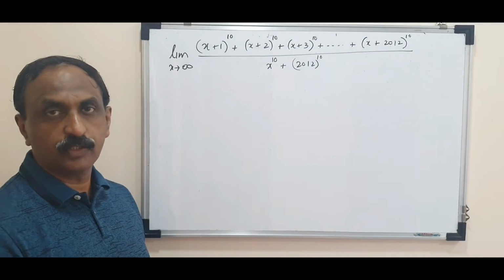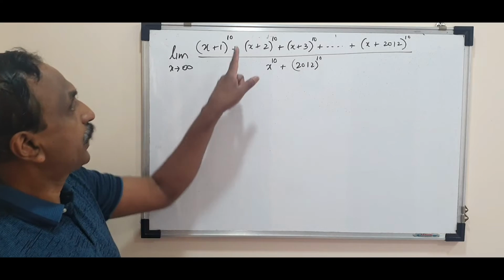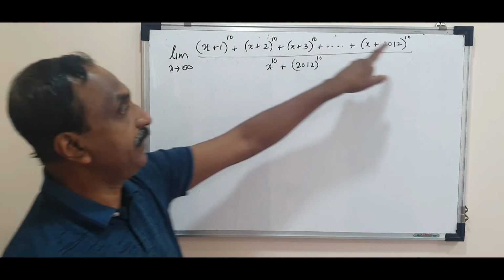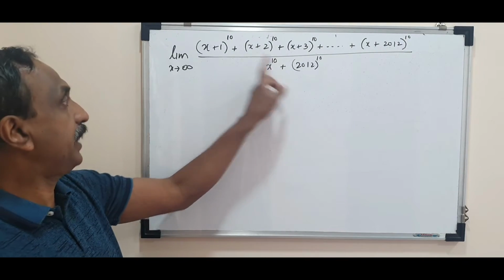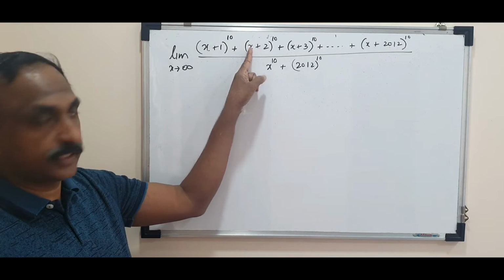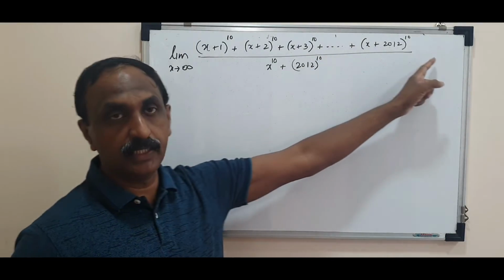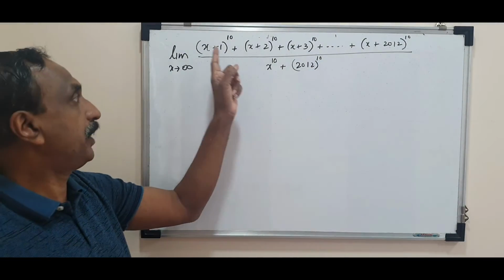This problem looks a little complicated, but we can do it very simply. Mentally we can calculate it. You can see everywhere the power is 10. Here also power is 10. So the highest power of x here is x raised to 10. Here also x raised to 10. Here also x raised to 10. Here also x raised to 10. So everywhere the degree of this polynomial will be 10.